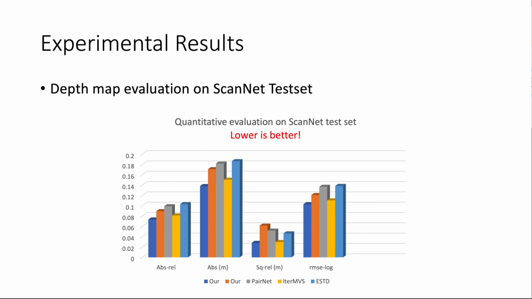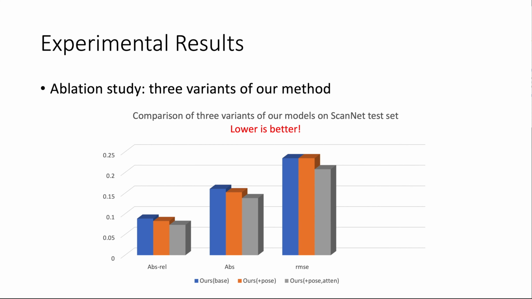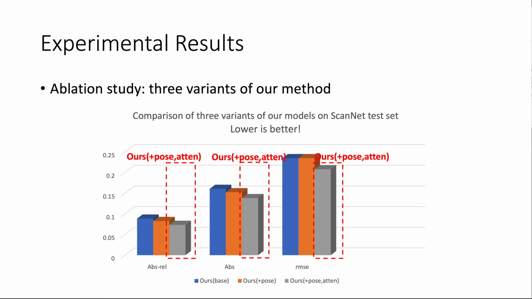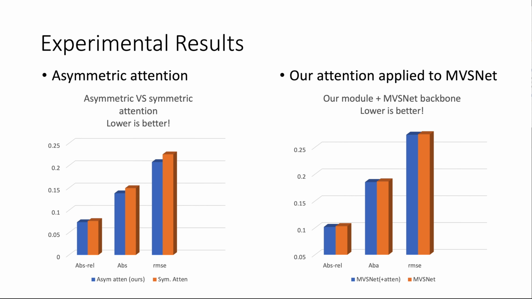Let's see the experiment results on the ScanNet test set. Here, our method is compared with several state-of-the-art methods for depth estimation. Ours achieves better performance. We also ablate the proposed residual pose module and the asymmetric employment of the self-attention layer. Each of them can bring improvement. The asymmetric employment of the self-attention is better than the symmetric one, as shown in the left figure, and also our attention module can boost the MVS backbone.